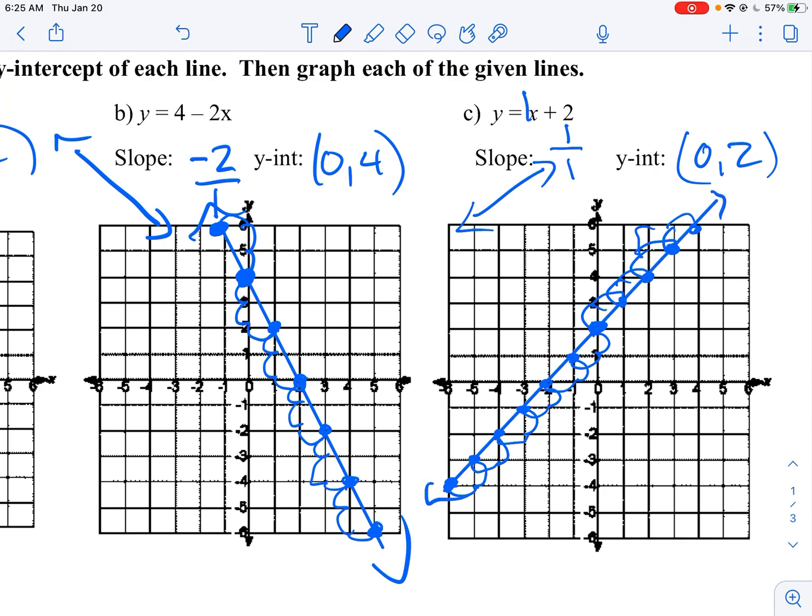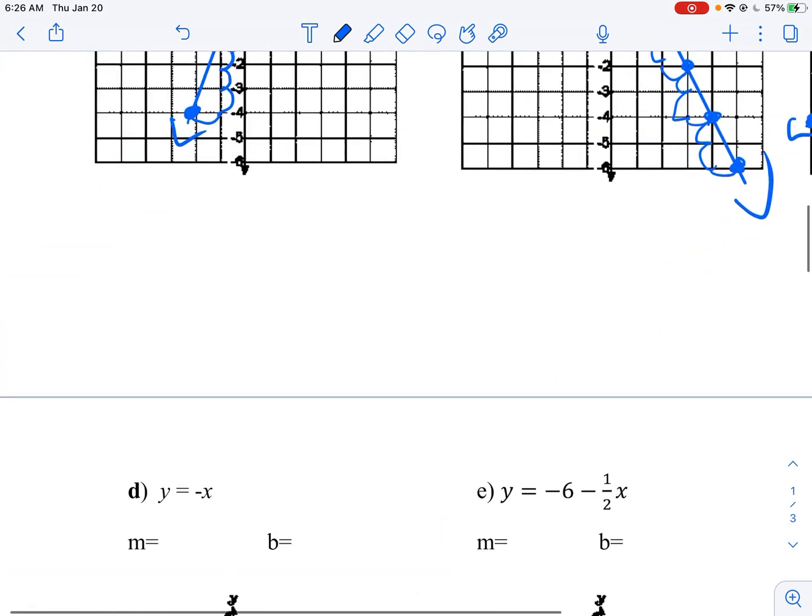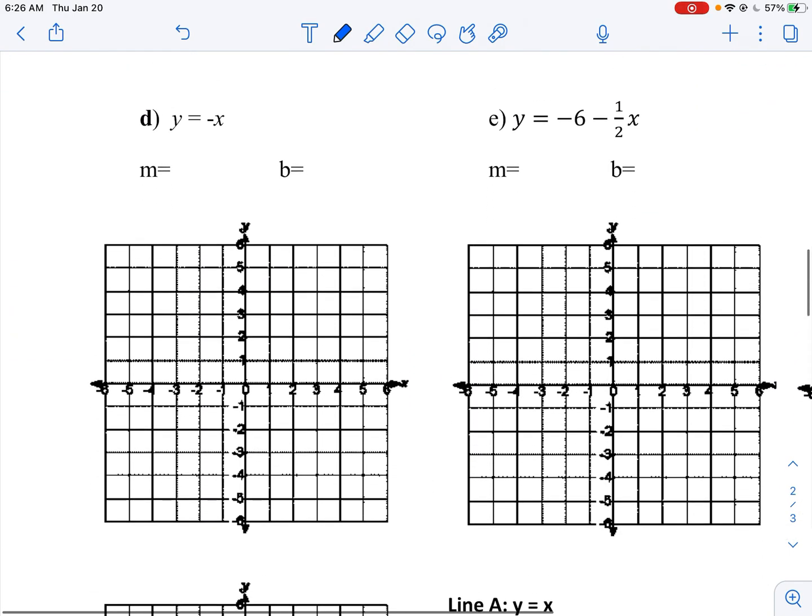Now, you could always, afterwards, do like this and say, how much did I go up? I went up by 1. How much did I go over? I went over by 1. Here we have, there's nothing added or subtracted, so we have to keep an eye on that one.